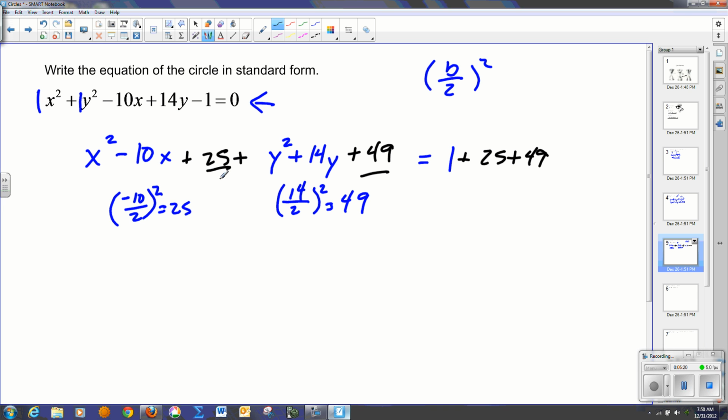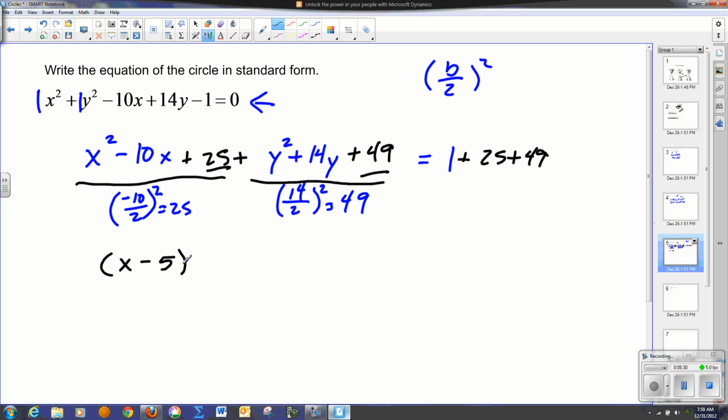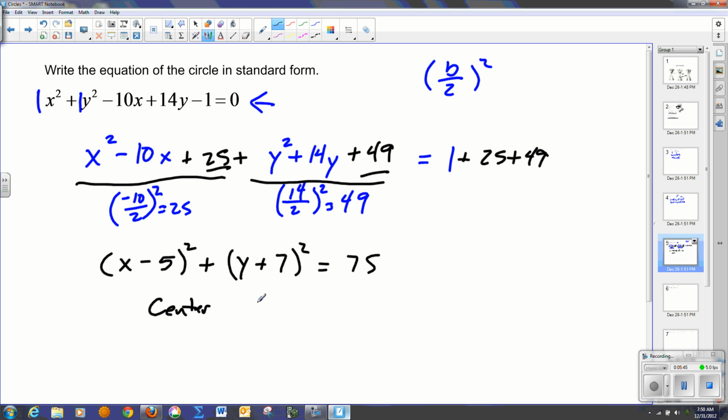Now you'll notice I've created two perfect squares, which can both be factored. This goes to (x minus 5) quantity squared. This goes to (y plus 7) quantity squared. And this ends up being 75. So if I really wanted to, my center would be (5, negative 7), and my radius would equal the square root of 75, or 5 root 3.